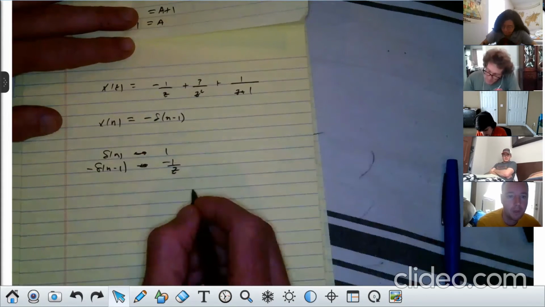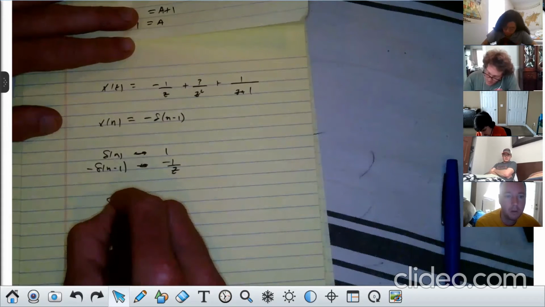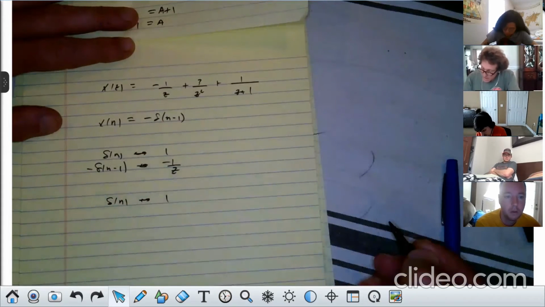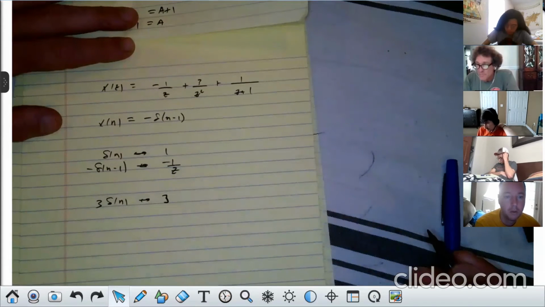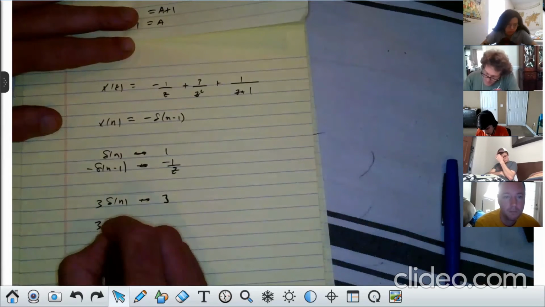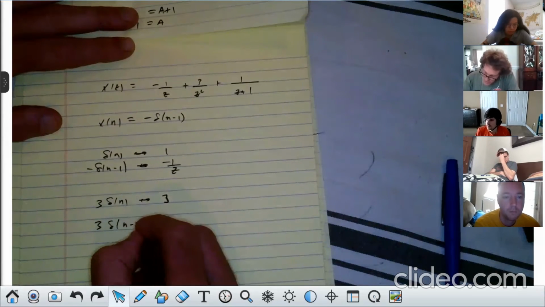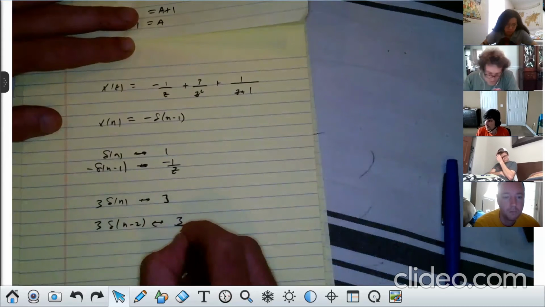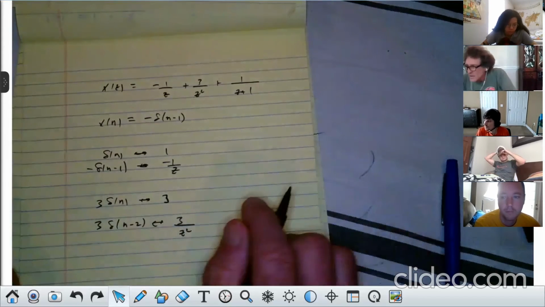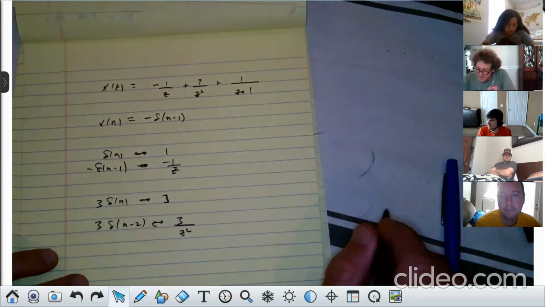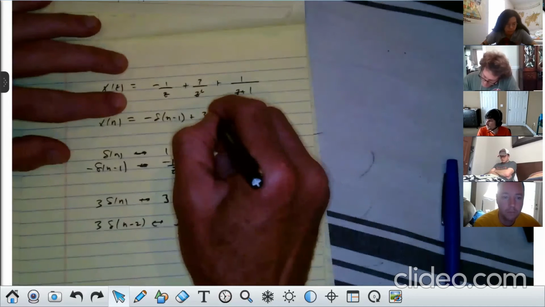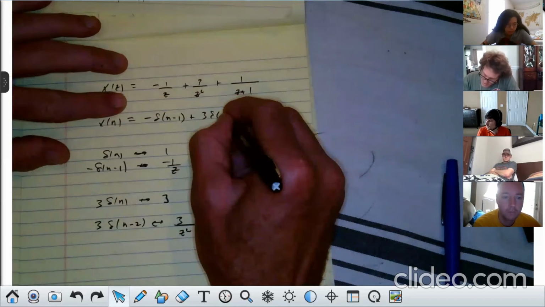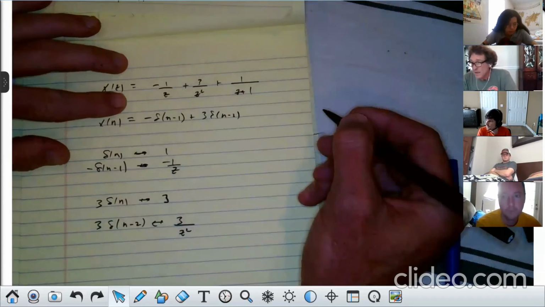Next, if I have delta of n goes to 1, then 3 delta of n goes to 3. And 3 delta of n minus 2 goes to 3 over z squared. Do you agree with me? Therefore, that term is 3 times delta of n minus 2, correct?